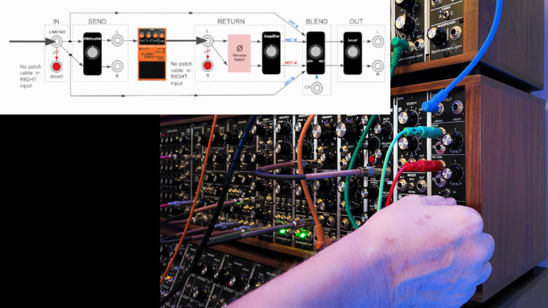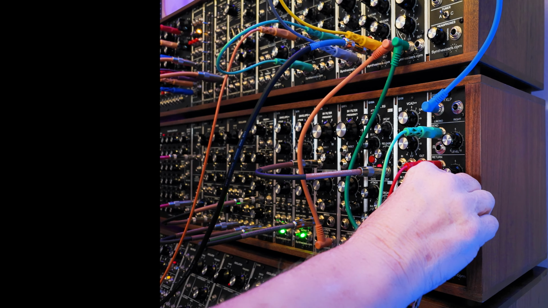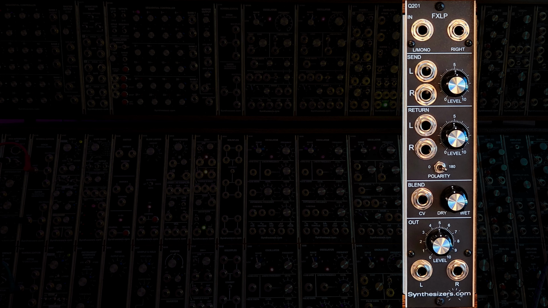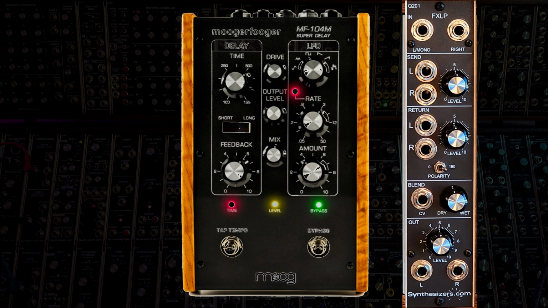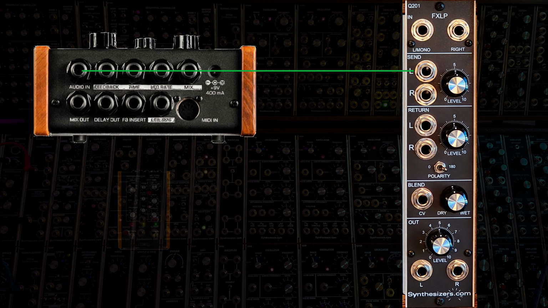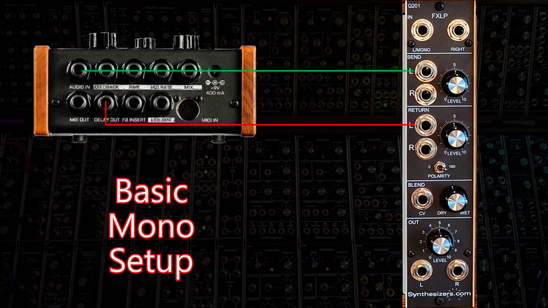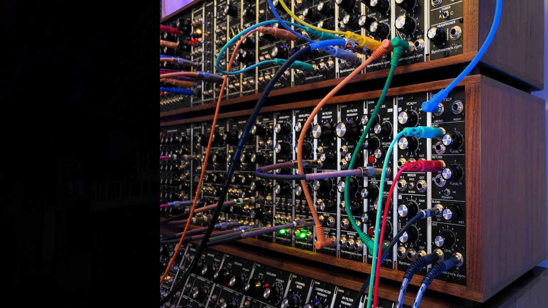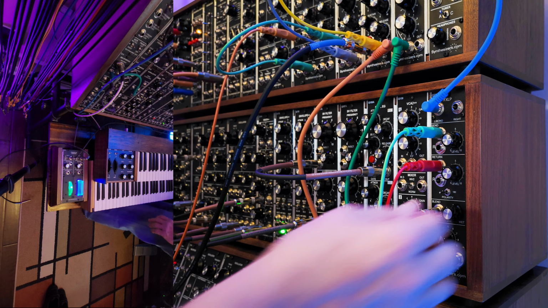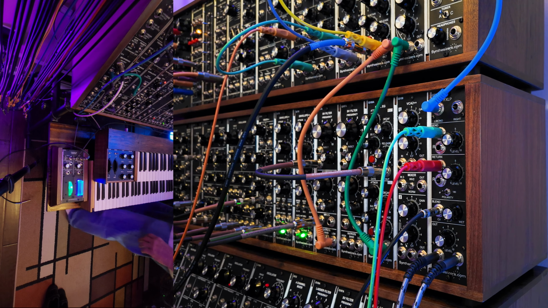I'll turn the blend to the left, which is the straight signal, then bring in the delay. So with this setup, we have direct signal in both channels, we have effects in both channels, and this is the typical way you would set it up with a mono effect pedal. And we can still turn the effect up and down with the modulation wheel.